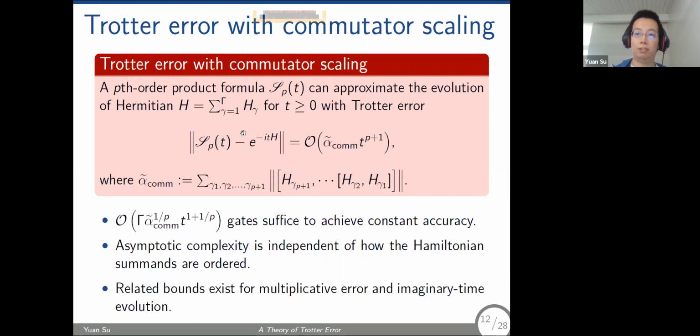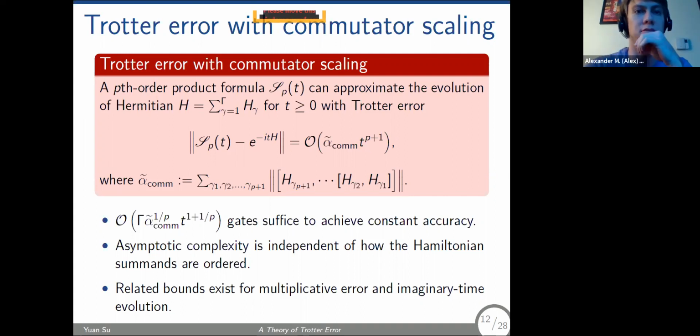This is an expression for the additive error. We just take the difference between these two terms. You can work out the bounds for multiplicative error, and also for real-time evolution versus imaginary time evolution, although I won't show those bounds in detail in this talk. You can check the paper for details. So that's basically the main results of this work, and in the following, I would like to present some concrete examples.